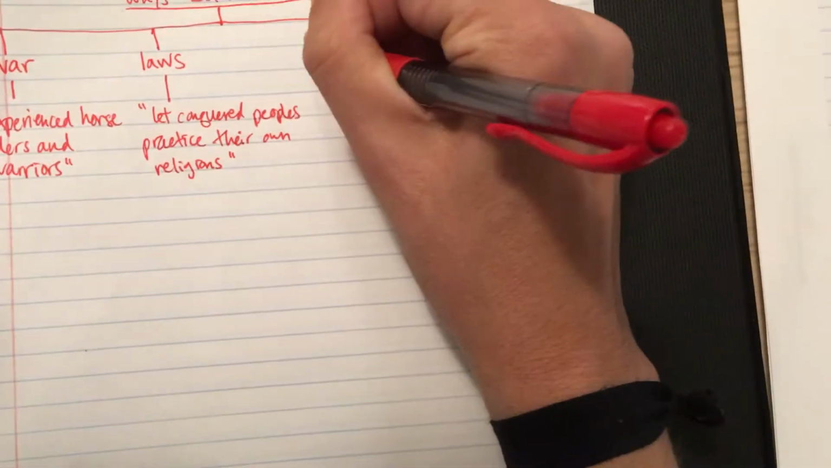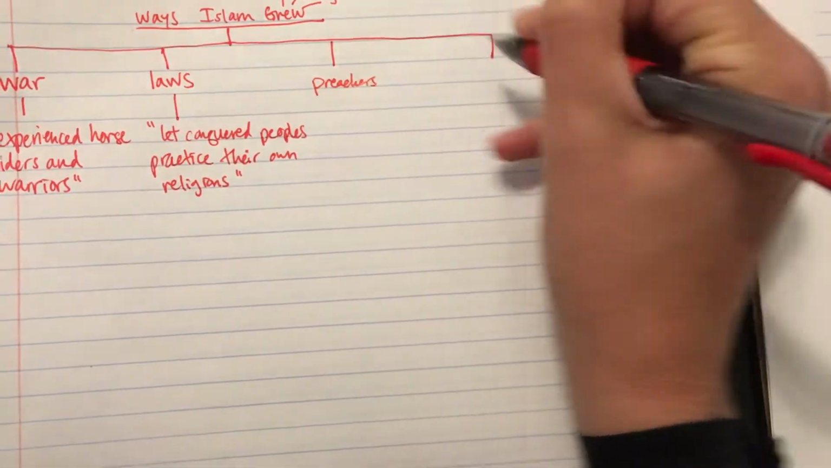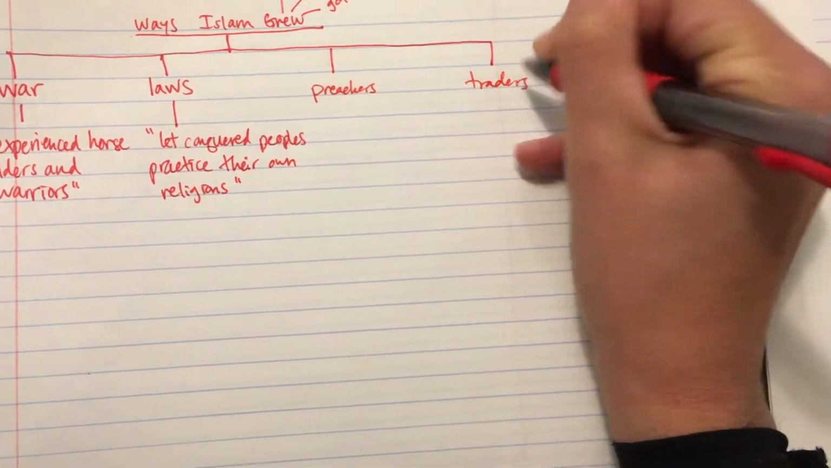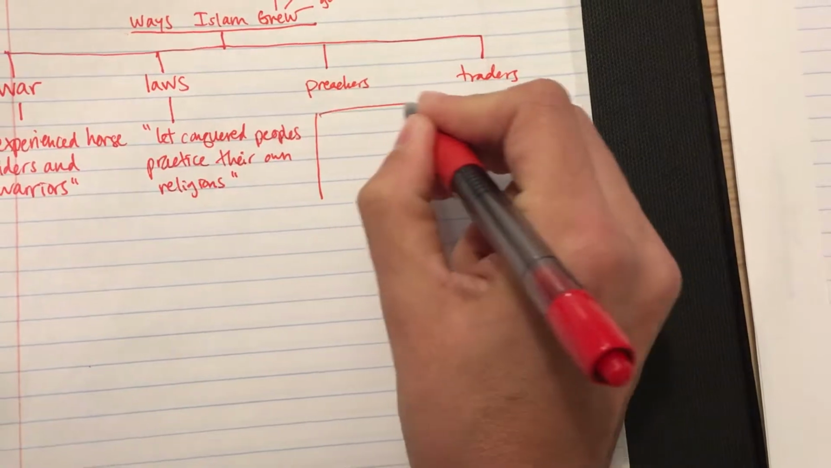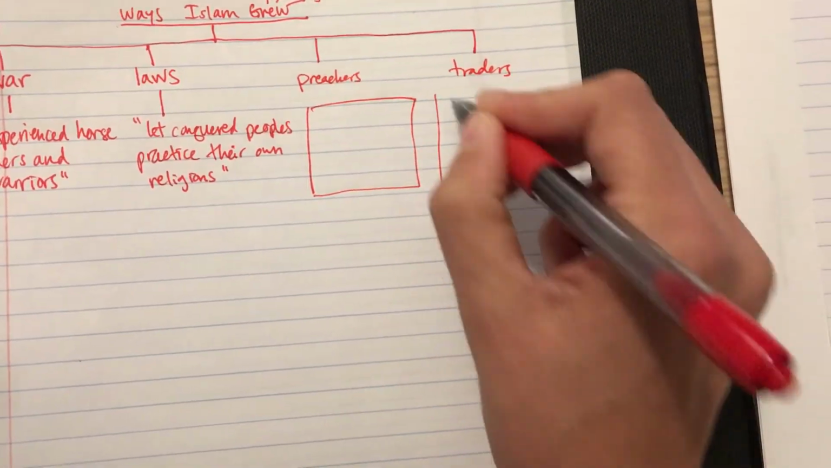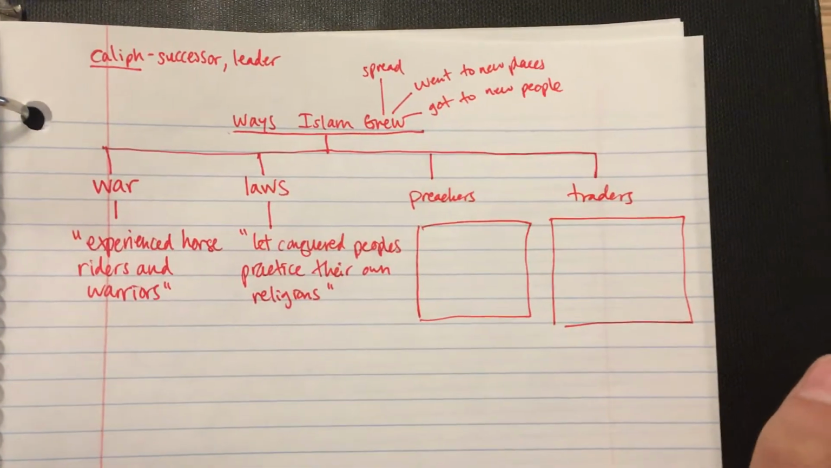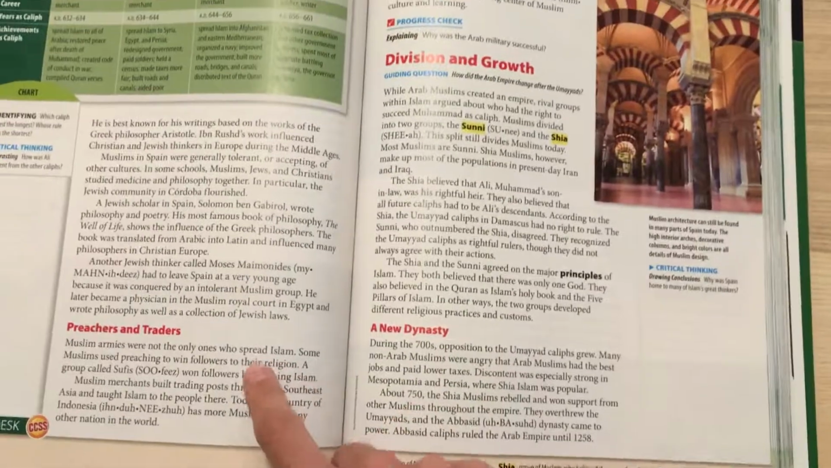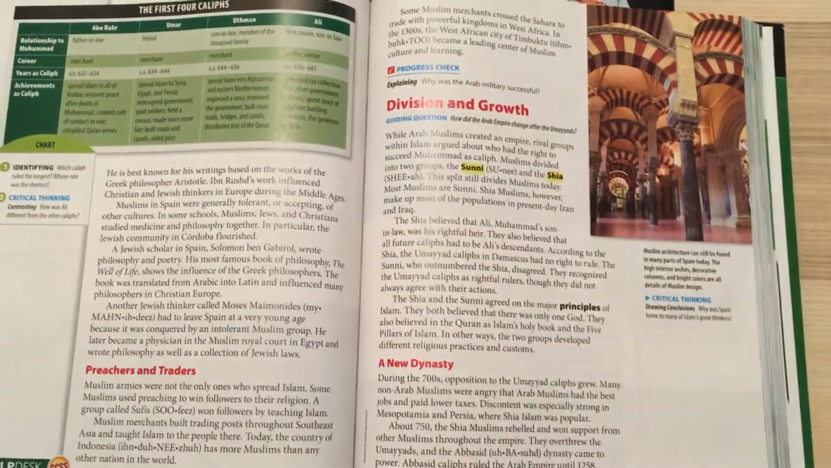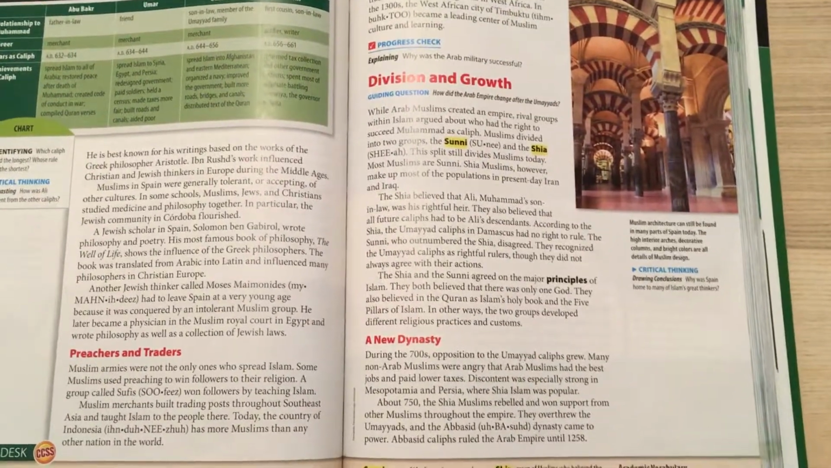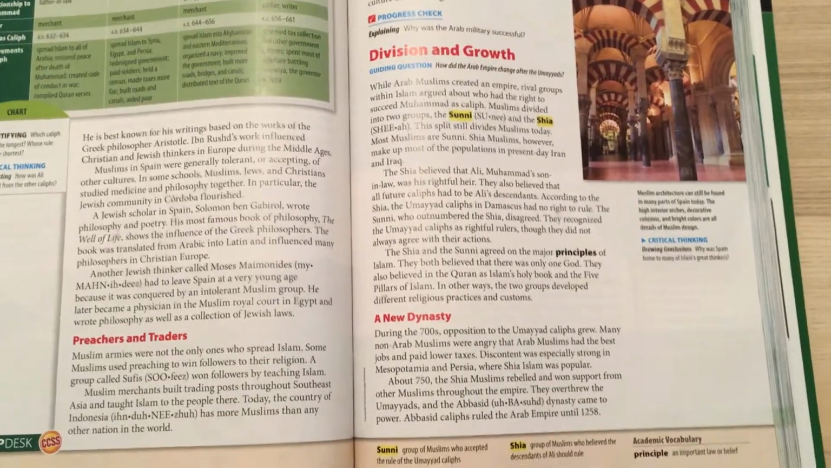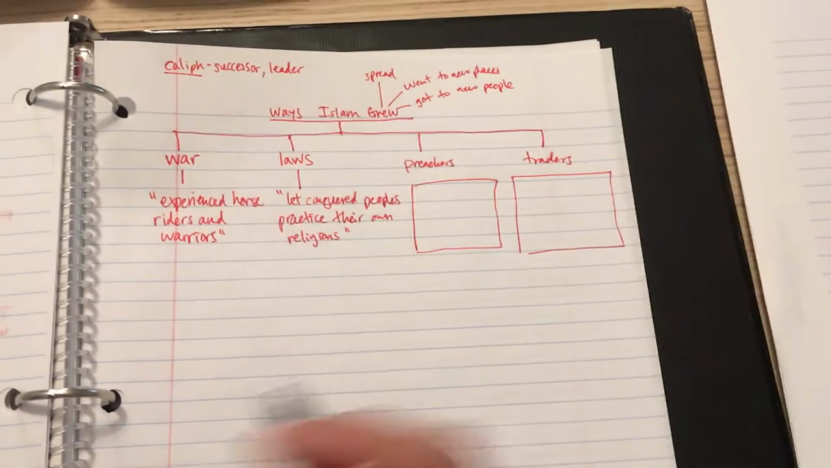So let's go ahead and write preachers and traders, and now you need to find the text evidence for these last 2 ways. You can go ahead and pause the video now while you read these 3 paragraphs to add those last 2 boxes in your tree map. Now that you've finished your tree map, you should be ready to start writing your proving behavior.